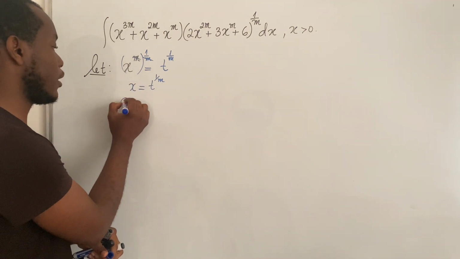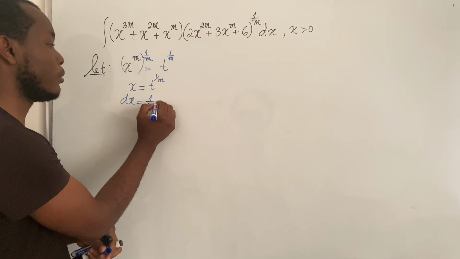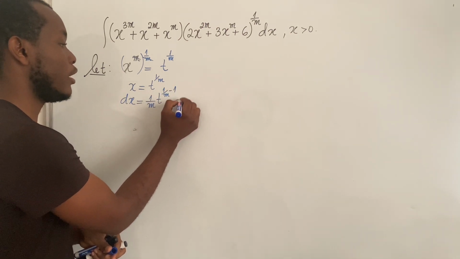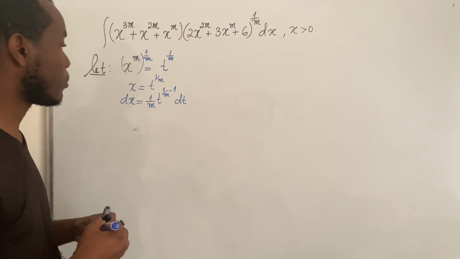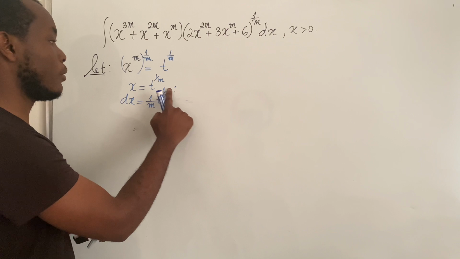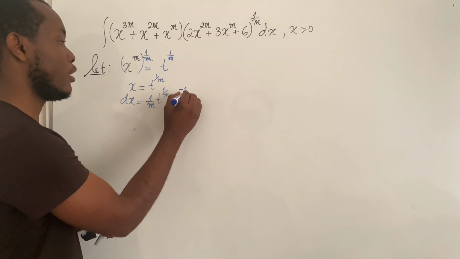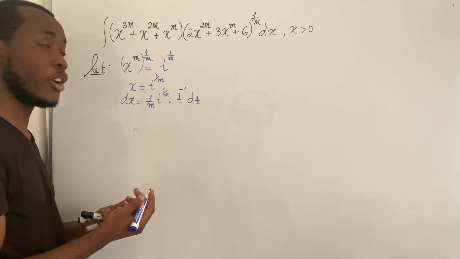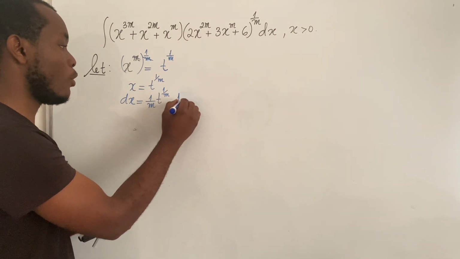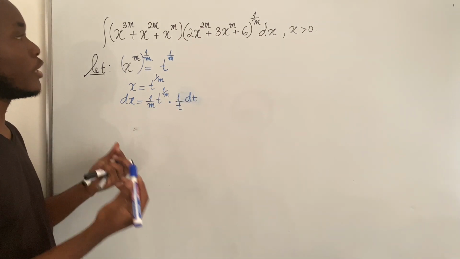We're going to have dx equal, the derivative of this expression, applying power rule. It's 1 over m t to the power 1 over m minus 1 dt. So we differentiate with respect to t. Okay, so this is the same here, where there is t to the power minus 1, it is the same as t times negative 1, which is also the same as 1 over t dt. Right, so it's the same thing.